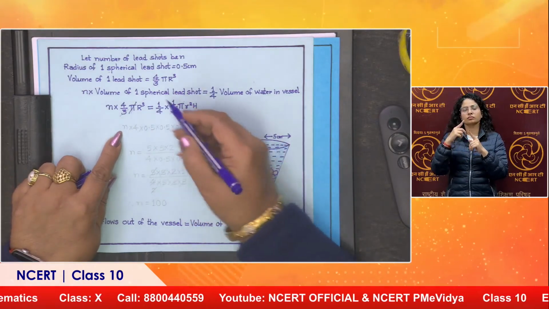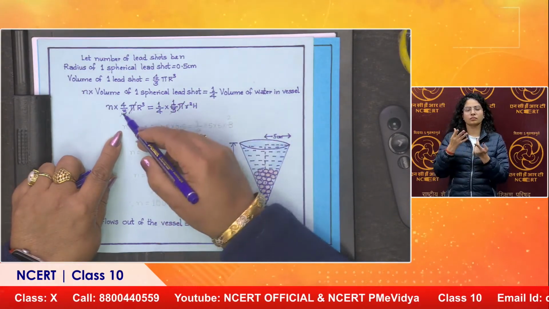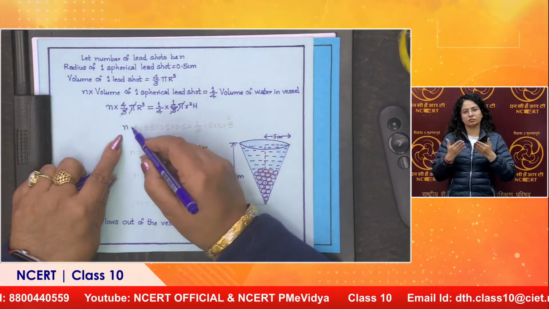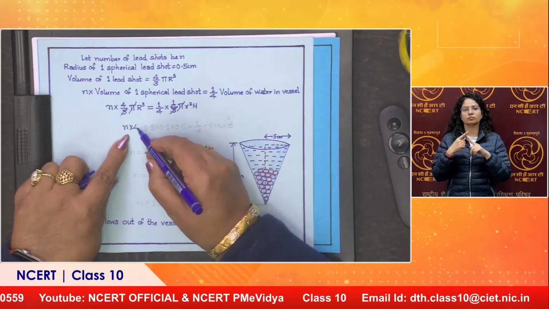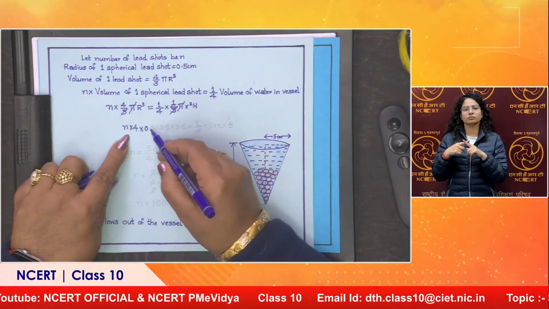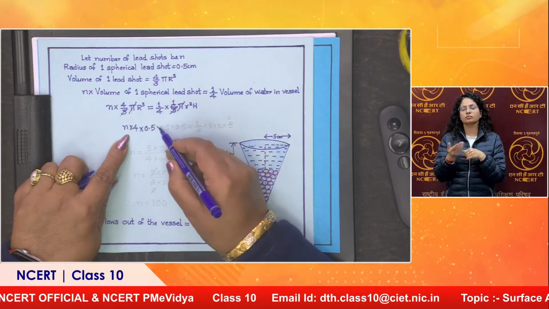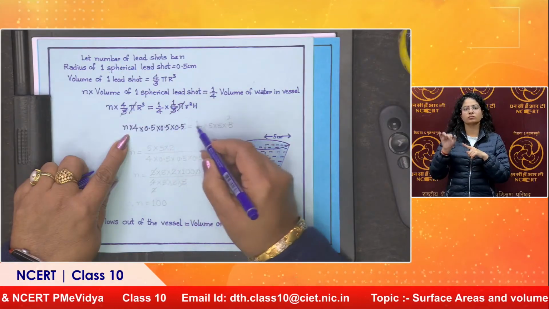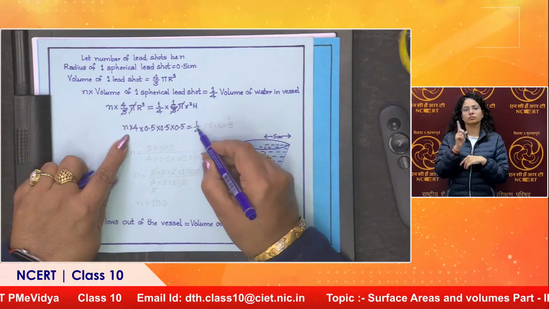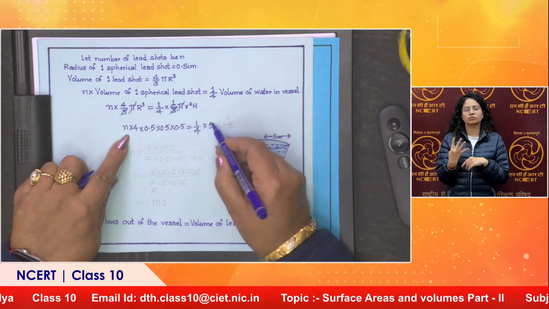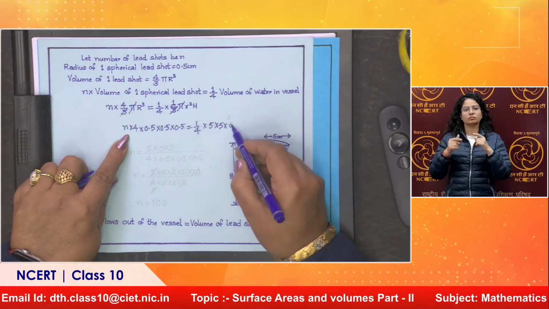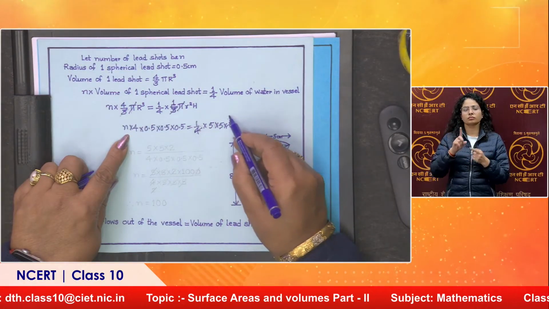So, pi gets cancelled on both the sides, 3 in the denominator also we can cancel out, and we have n into what is the value here? 4 into what is the radius of the spherical lead shot? 0.5 into 0.5 into 0.5, that is equal to 1/4 of, what is the radius of the cone? It is 5. So, 5 into 5 into 8, 4 twos are 8.